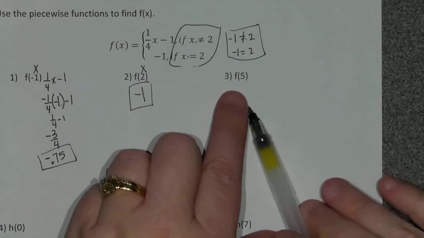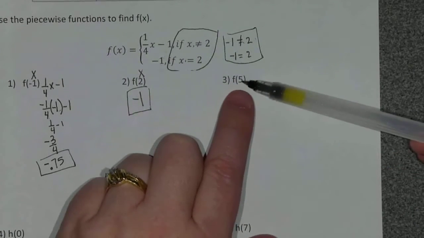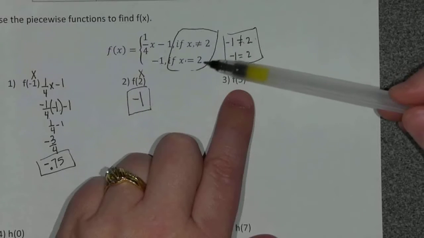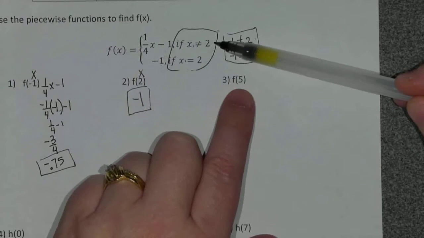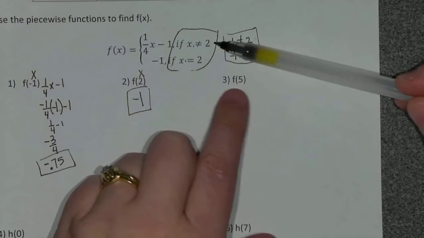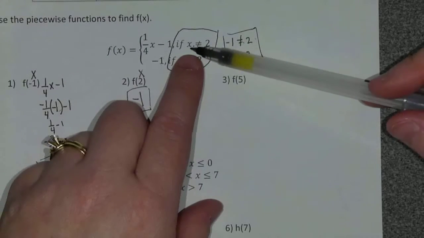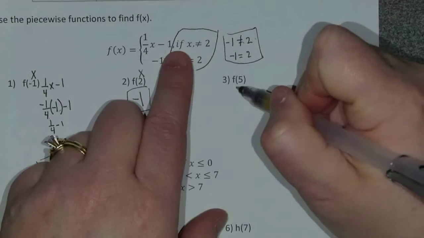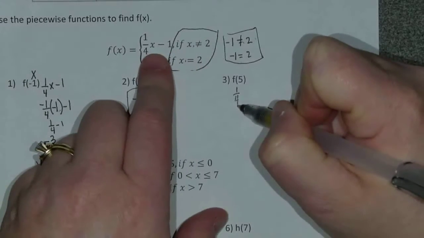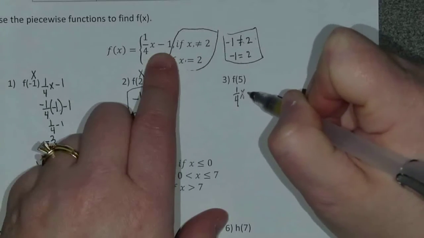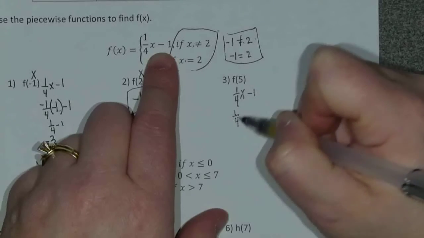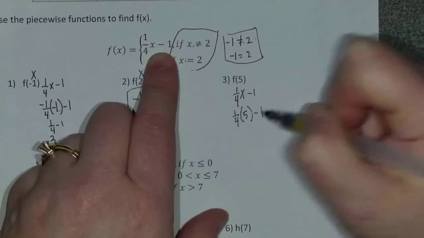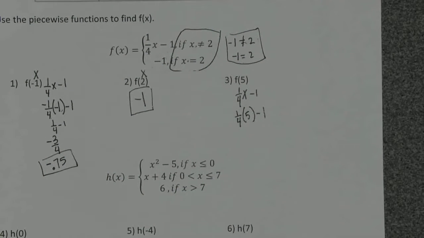All right, help me with number 3. Am I going to substitute 5 into the top function, or into the bottom function? Top. Because if I put 5 up here, it would be 5 is not equal to 2, which is a true statement. So I'm going to put 5 into the top function. So I would have 1/4 x minus 1, but in place of the x, I'm going to put 5. Then you're really just going to do that math on your calculator to figure out what that value is. So someone get that for me.